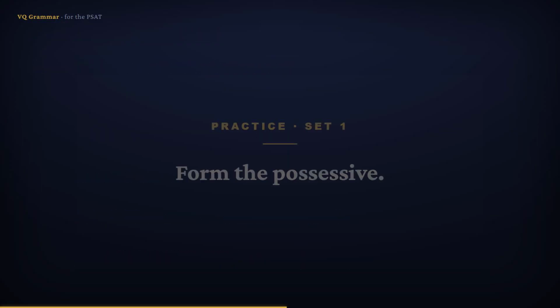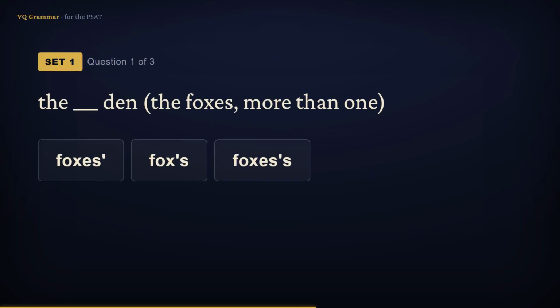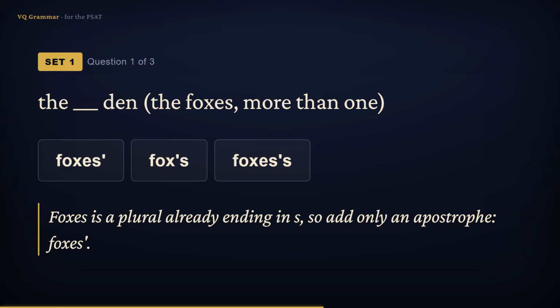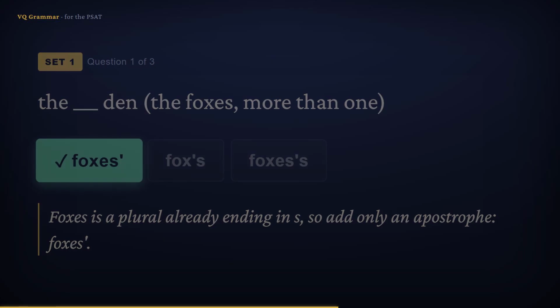Let's try a few. In this first set, choose the correct possessive form. Look at the noun. Is it singular, a plural without S, or a plural that already ends in S? That decides where the apostrophe goes. Pause and try each one before I answer. The den belongs to the foxes, more than one fox. Foxes is a plural, and it already ends in S, so we add only an apostrophe, nothing after it. Foxes', apostrophe. So the answer is foxes'.